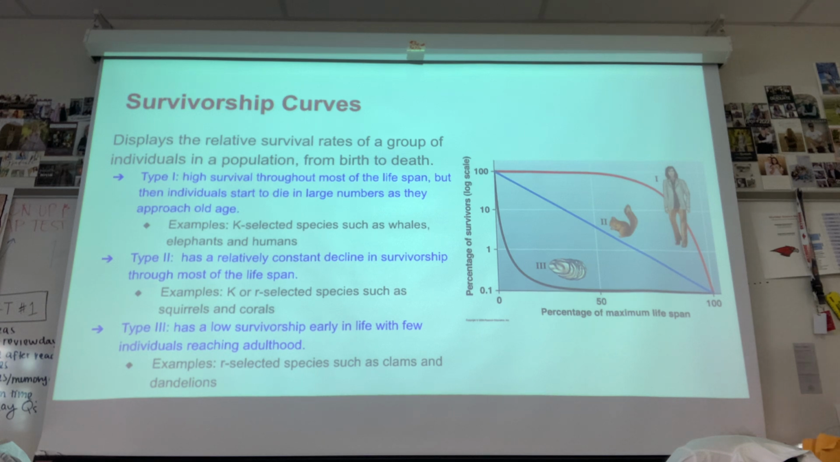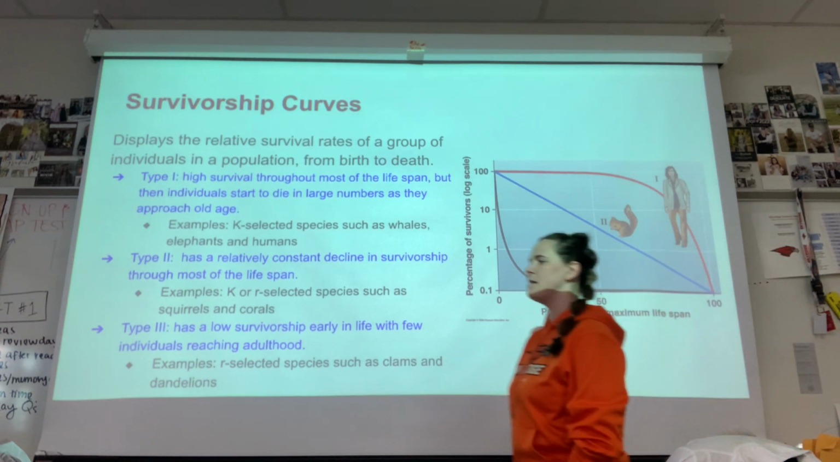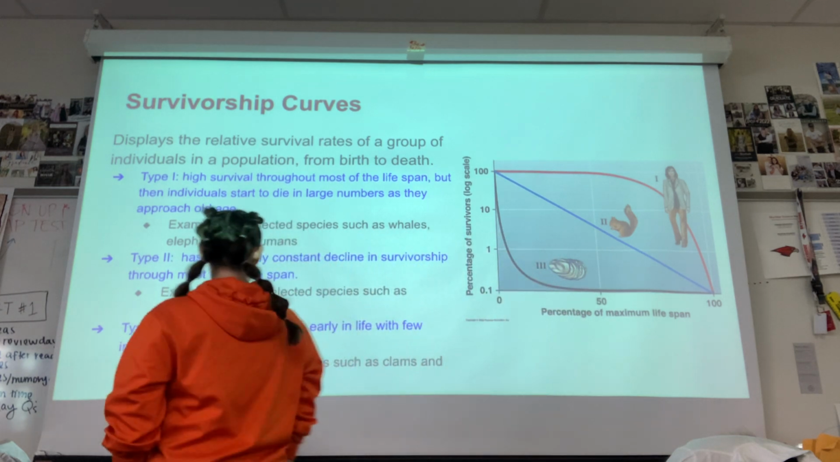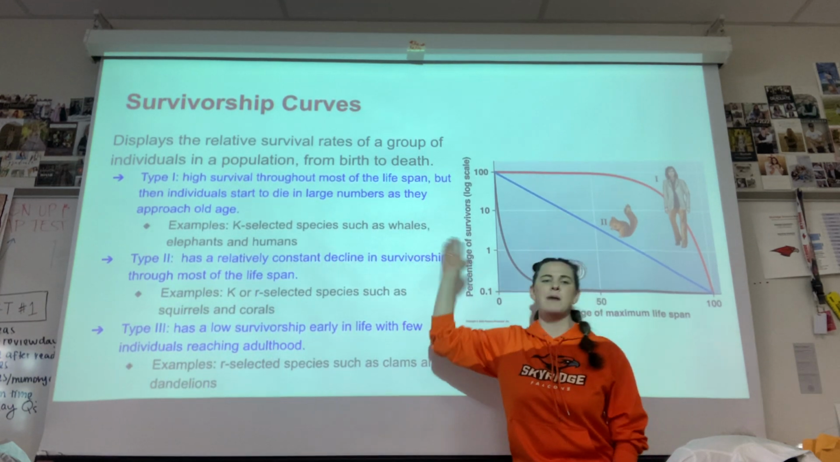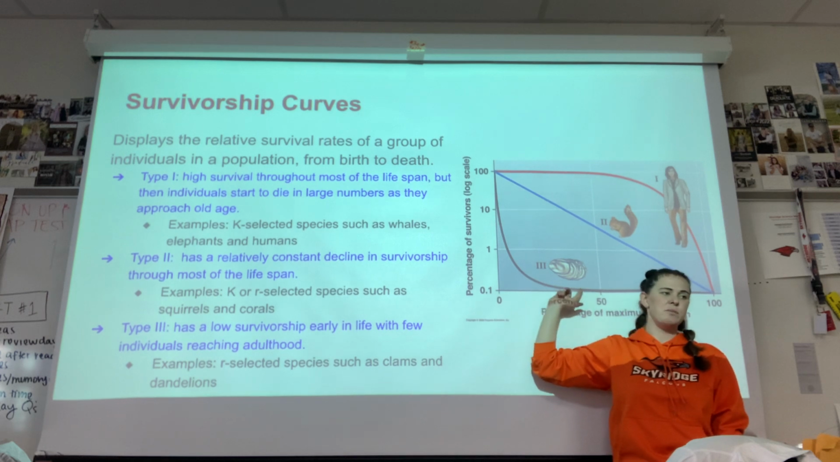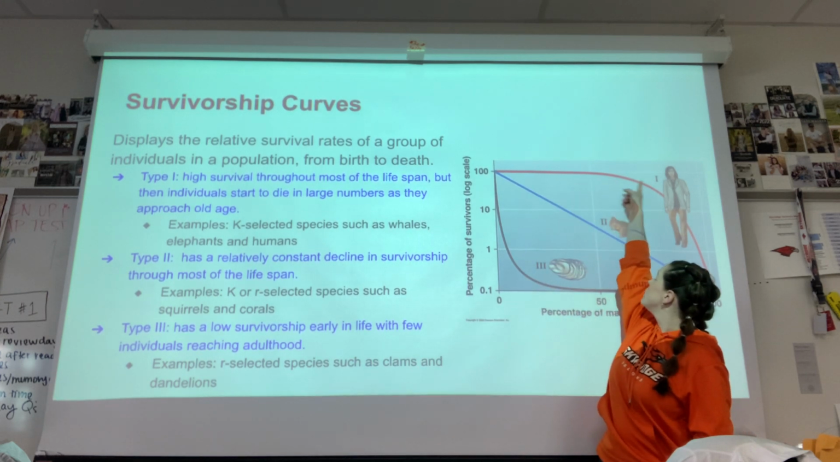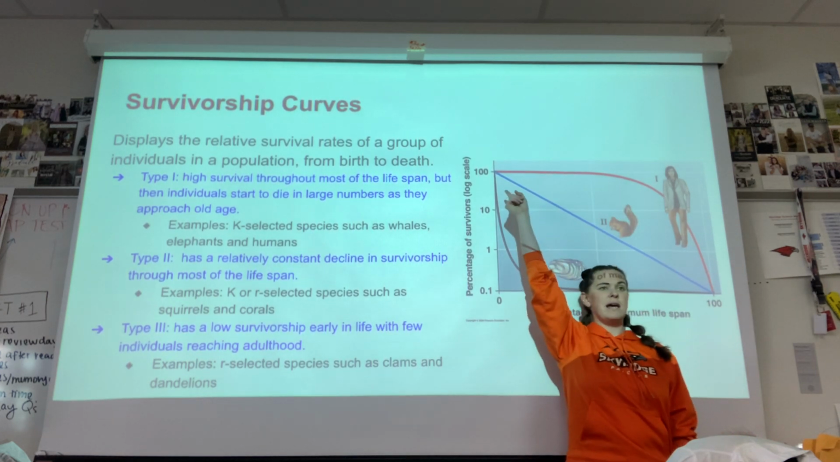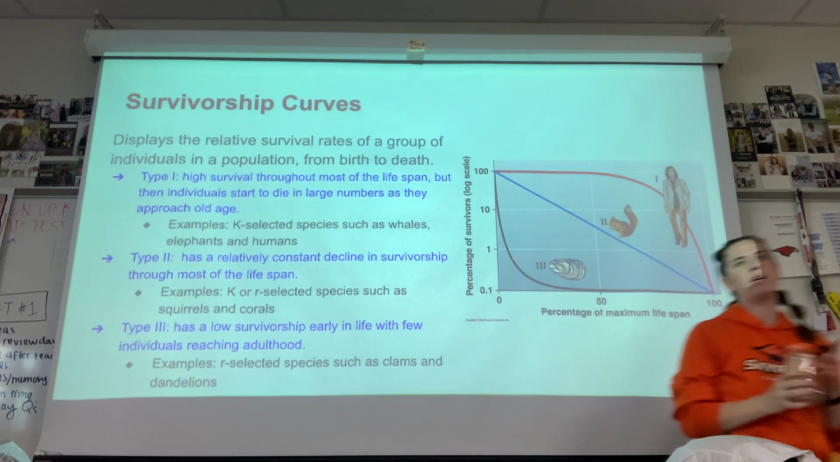Alright, so let's bring it back together now that we've kind of had time to draw on the table and have fun with that. Again, this is something we talked about last time. So these are the 3 survivorship curves. We said that survivorship curve number 1 is what type of selection, R or K?